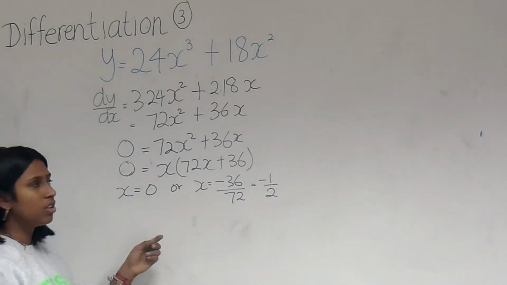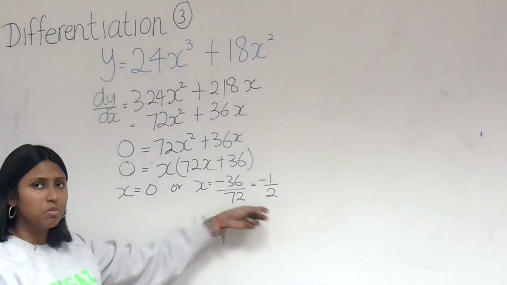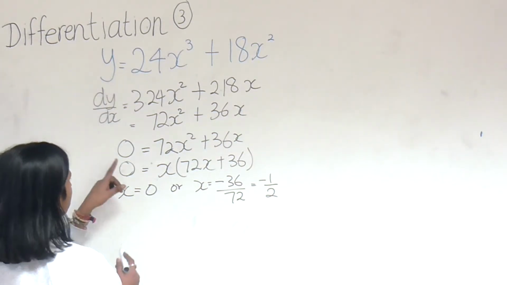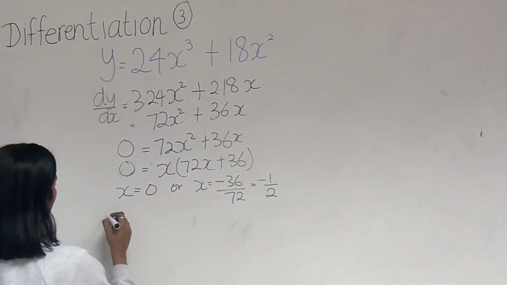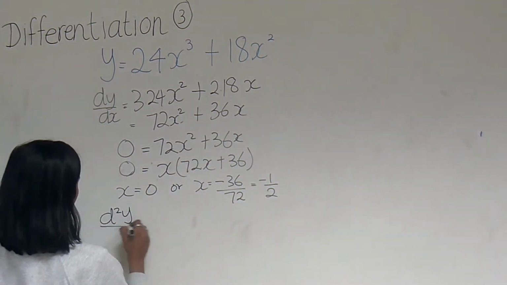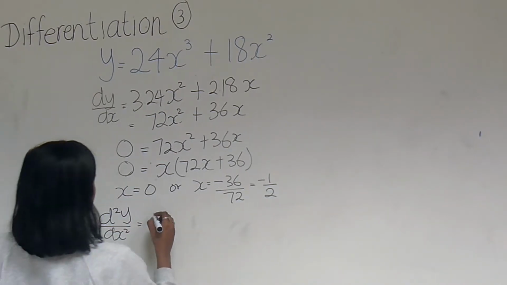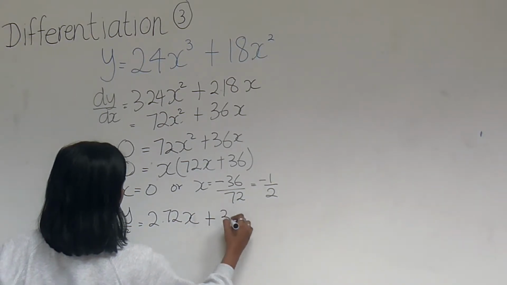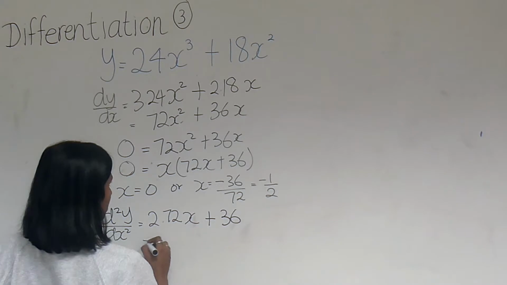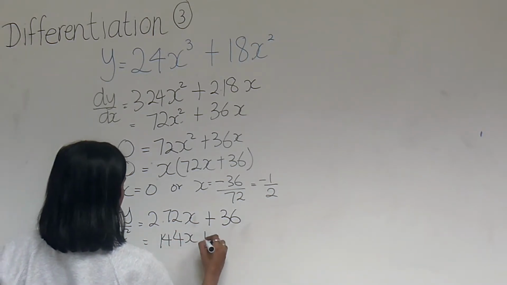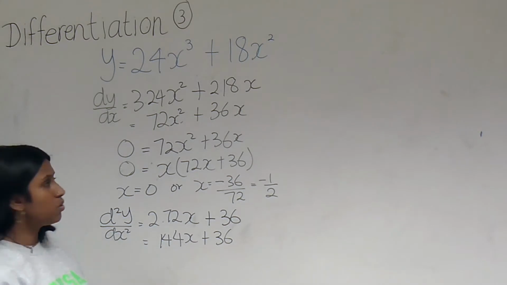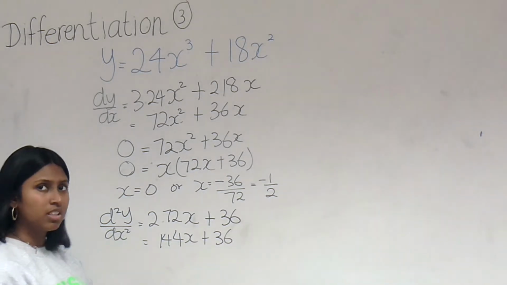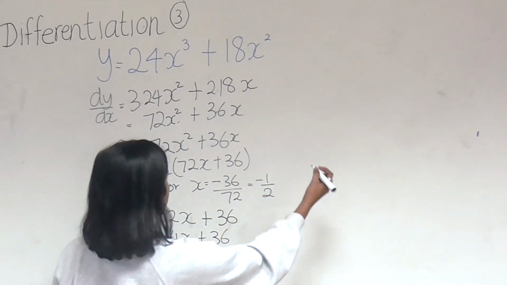But now to find which of these x coordinates is actually the minimum and the maximum, we have to find the second derivative, and we do that by differentiating this function. So our d squared y over dx squared is going to be 2 times 72x plus 36, which is 144x plus 36. And now what we do is we substitute x into this function and see whether it's going to be positive or negative, and depending on that we know if it's minimum or maximum. So I'm going to do it here.